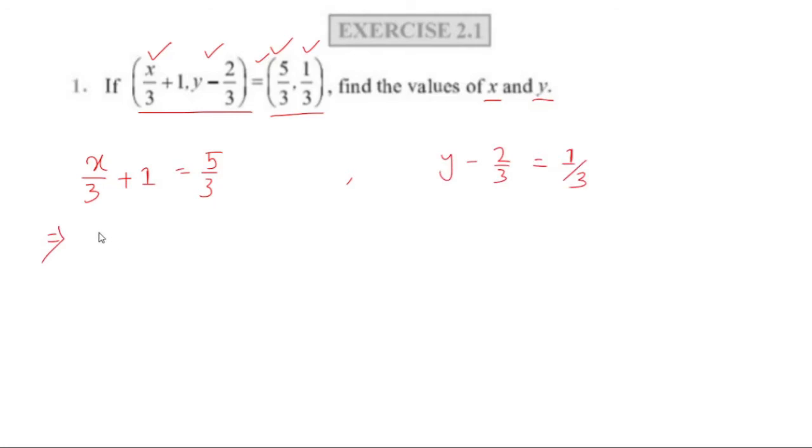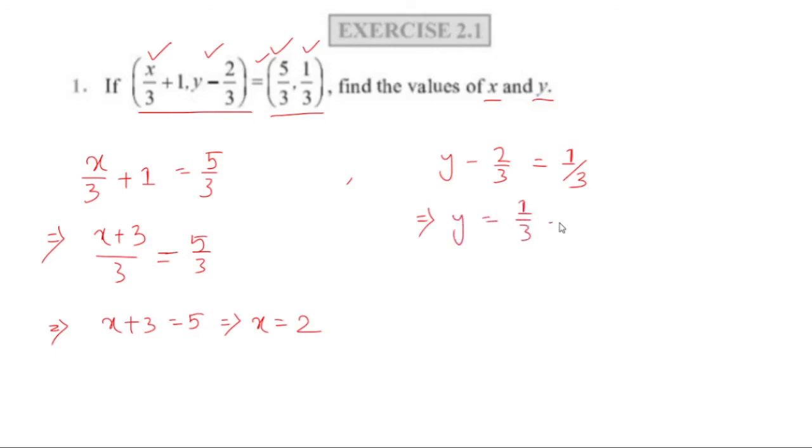Here, x plus 3 divided by 3 equals 5 by 3. This implies x plus 3 equals 5, so x equals 2. Similarly, in this case, y will be equal to 1 by 3 plus 2 by 3. This goes to this side and this 2 will be added. So y equals 3 by 3, that is 1. So the answer is x equals 2 and y equals 1. This is solved.